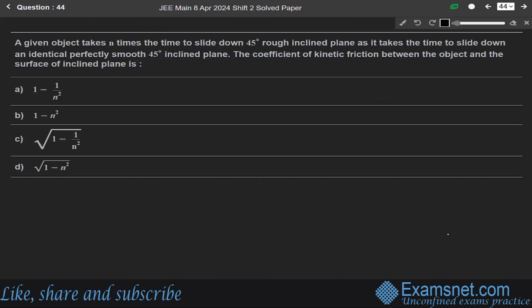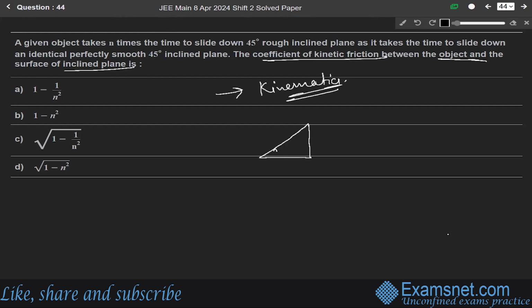Now 44, a given object takes n times the time to slide down a 45-degree rough inclined plane as it takes the time to slide down an identical perfectly smooth 45-degree inclined plane. The coefficient of kinetic friction between the object and the surface of the inclined plane is, okay. So this question is from the chapter of kinematics. First of all, we have to find the coefficient of kinetic friction between the object and the surface of the inclined plane. Let us say this is an inclined plane and the angle is given as 45-degree, okay? And let us say this length is L.